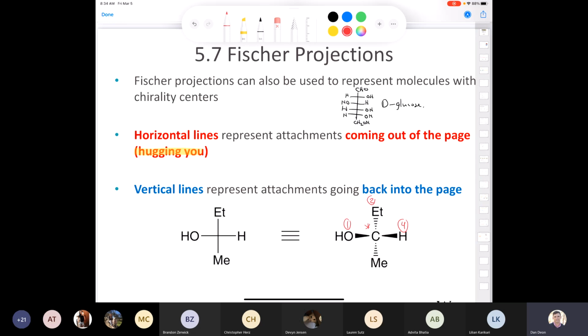So we're going to go from 1 to 2 to 3. Then we do the dance around the chiral center. So we go from 1 to 2 to 3. That's going clockwise, which would be R. And since our hydrogen is coming out in front, we reverse it. And so the stereochemistry here would be S.